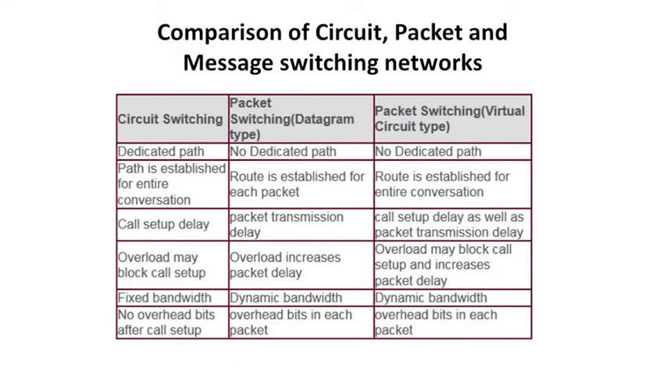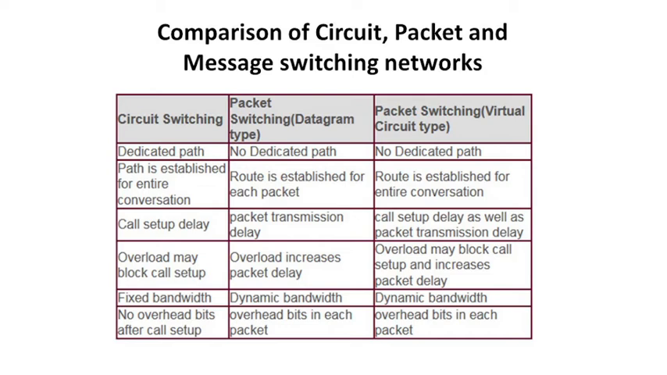The comparison of these three: circuit, packet and message switching. There is a dedicated path in circuit switching; there is no dedicated path in packet switching and also in message switching. In circuit switching the path is established for the entire conversation, while in the others the route is established for each packet. In circuit switching there is a call setup delay, and in packet switching there is a packet transmission delay. Overload may block call setup in circuit switching, whereas overload increases the packet delay.